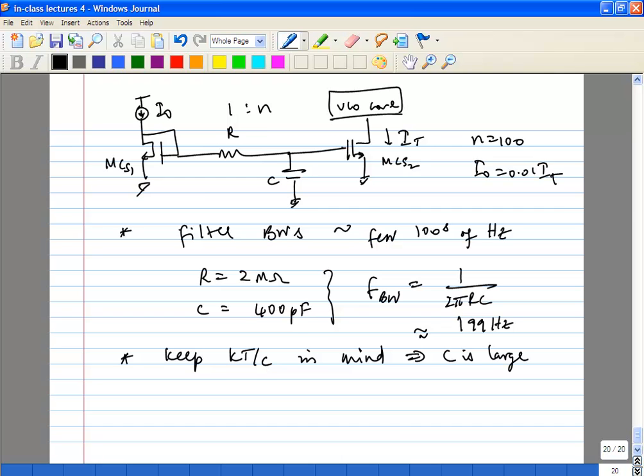Now the next thing you will see is, if you want to get a 2 mega ohm resistor, it starts becoming pretty big. A 2 mega ohm resistor will probably be as big as a 10 pF capacitor or something like that. Depends on the process, but it will be pretty large. So you don't want to implement it using real resistors, and there is actually an easier way.